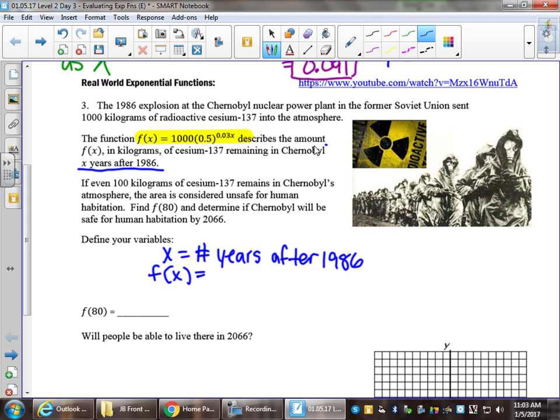Good job. Amount of this cesium-137. That's this radioactive element we're talking about. Amount of cesium-137. And how is that being measured? What's the unit of measure for this? No, for the cesium. Kilograms.